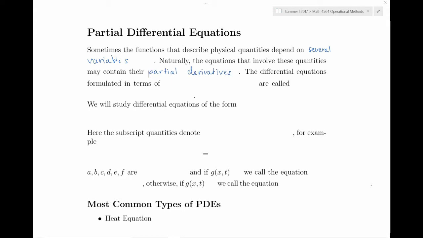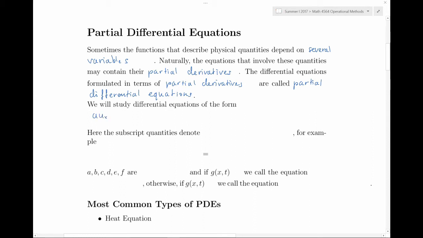Unsurprisingly, differential equations that are formulated in terms of partial derivatives are called partial differential equations. There are many different types of partial differential equations, and we're only going to scratch the surface. We're talking about linear differential equations with constant coefficients up to second order. So if we have a quantity that depends on two variables, say x and t, then we may have a differential equation that looks something like that.